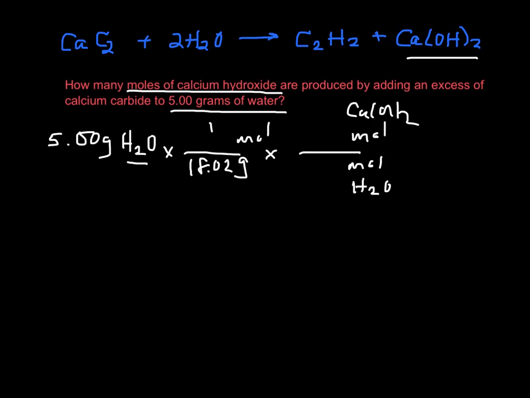So I look at the equation, and it's 1 to 2. If I do that out, I'm going to get 0.139 moles of calcium hydroxide.